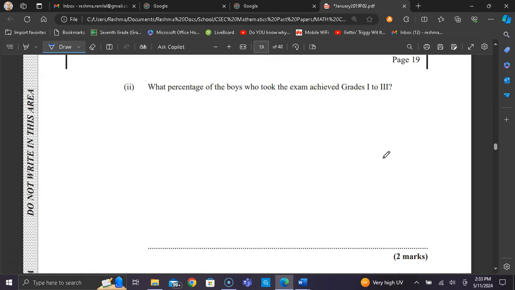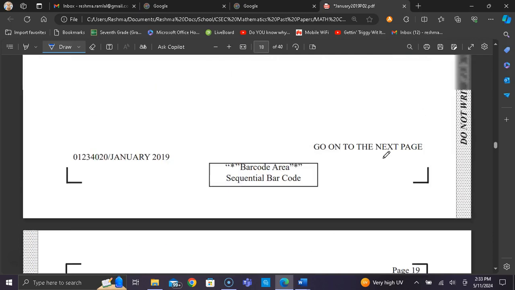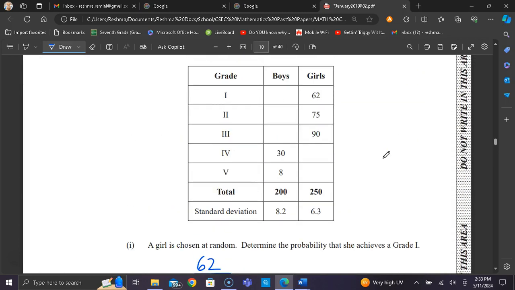So part 2, for 2 marks: what percentage of the boys who took the exam achieved grades 1 to 3? Okay, so going back up, the number of boys who obtain grades 1 to 3 is missing, but we do have the number of boys who obtain grades 4 and 5. So to obtain the percentage of boys who gain grades 1 to 3, we just take 38 and subtract it from 200, and then find the percentage of the boys who gained grades 1 to 3.